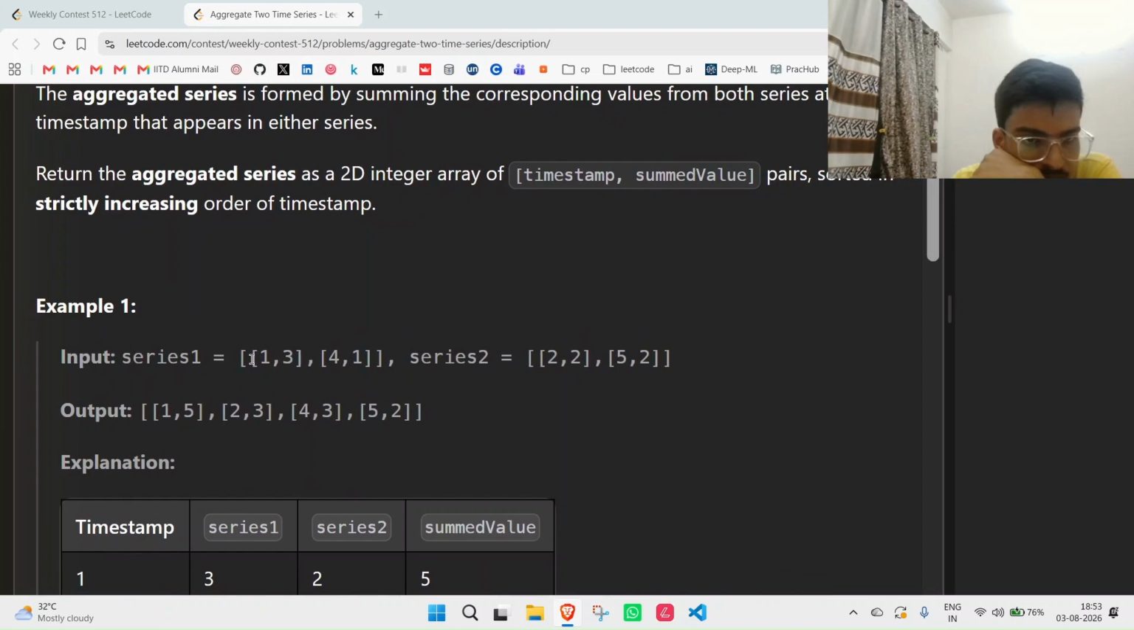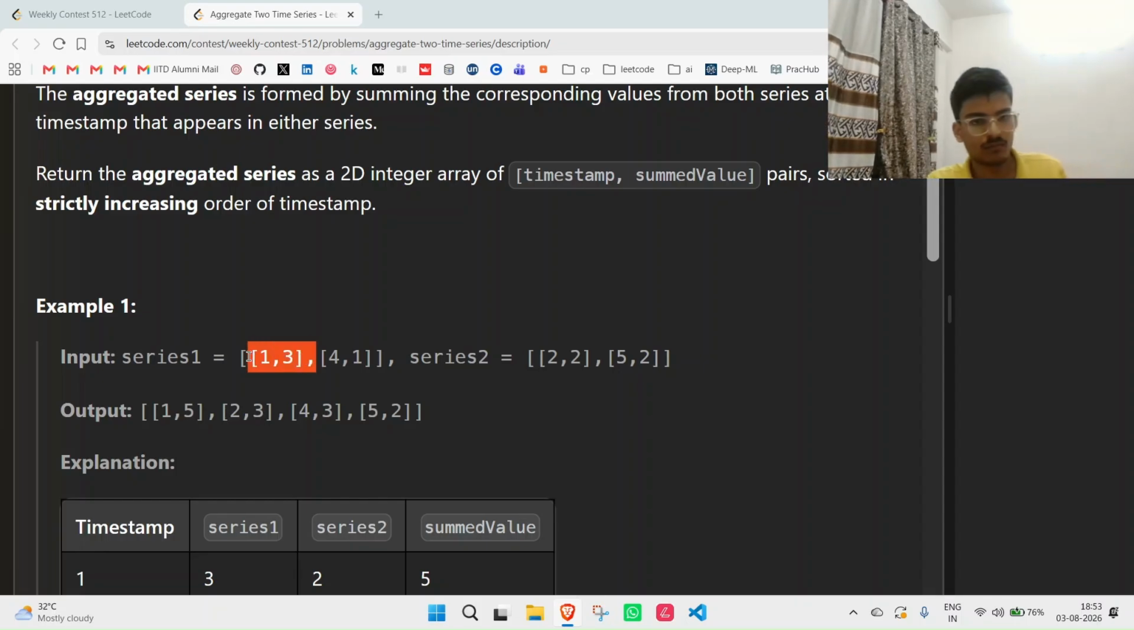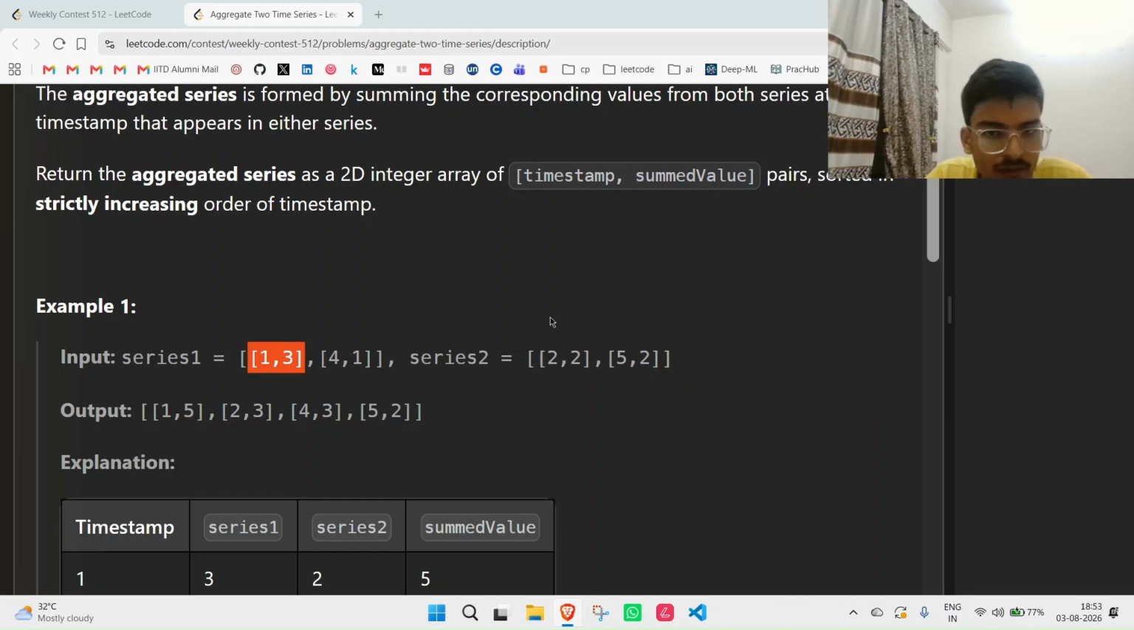You can think like we have to maintain two pointers, like we did in the standard problem of merging two sorted arrays. So that's the narration of that. 1 comma 3 is here, pointer i, here pointer j. The value at i is smaller than the value at j. I is smaller, right? J is bigger.